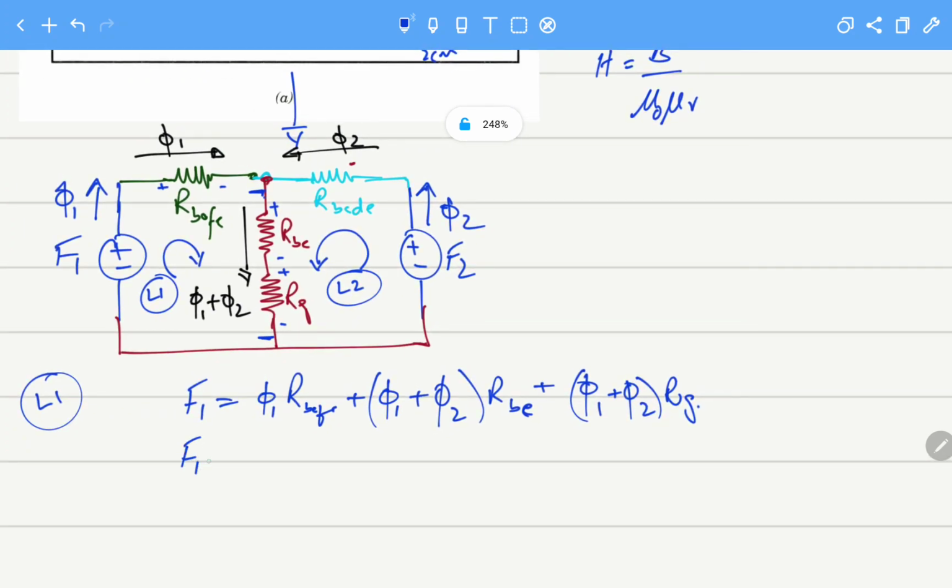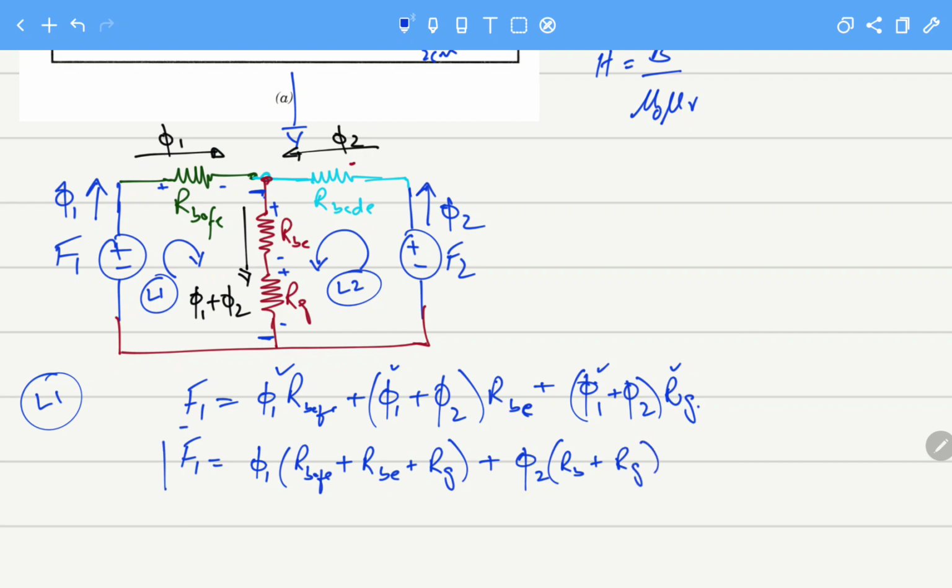This equation will become F1. If we open the bracket and combine the similar terms, this is multiplied by this, and this multiplied by this. So we can easily write flux 1 equals to RBAFE plus RBE plus RG, and we combine with flux 2 times RBE plus RG. This is our equation number 1.